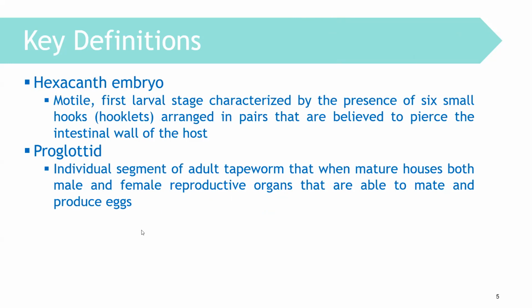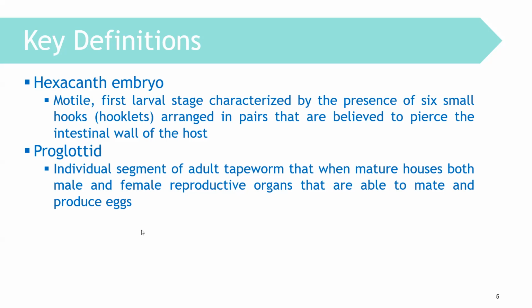Next in line, what do we mean by hexacanth embryo? When we say hexacanth embryo, this is the motile first larval stage, characterized by the presence of six hooklets or hooks. It is one of the most common denominators of all eggs of the cestodes, the presence of the hexacanth embryo, most especially in Taenia, and also the presence of the radial striations for Taenia.